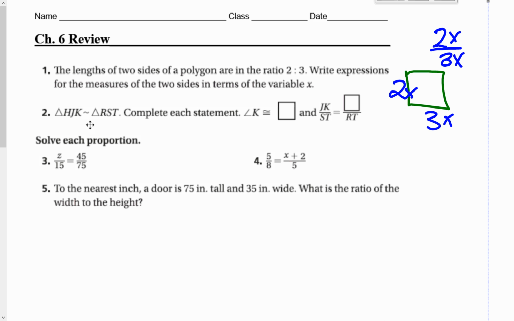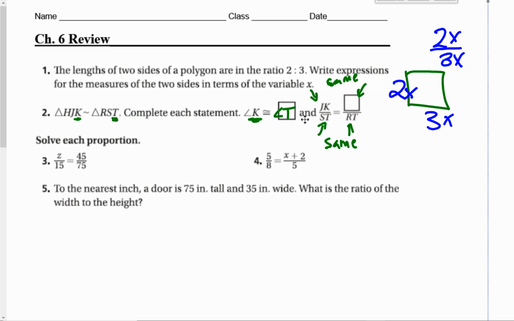If you have 2 triangles, HJK and triangle RST, and they're similar, that means their corresponding angles are congruent and their sides are proportional. You can draw 2 triangles if you want, but you don't have to, because we can match up our angles. K is the 3rd letter on the first one, so that must match the 3rd letter on the second one, so that's angle T. Same thing is kind of true with the proportion, except whatever's on top would be from the same triangle, and the 2 on the bottom would be from the same polygon as well.